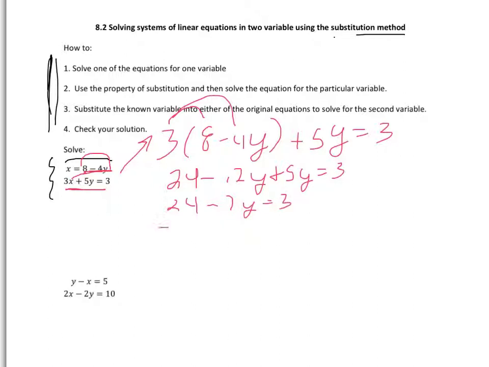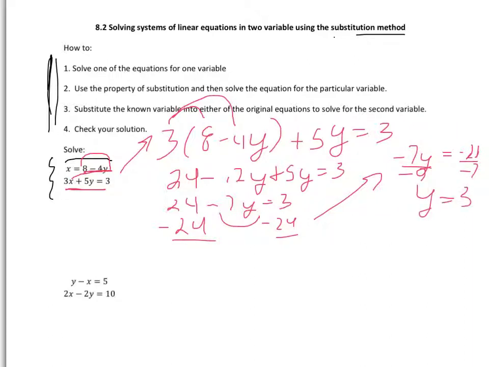Get rid of our 24, solving for this y, so subtract 24 from both sides. And we'll come back up here. On this side we get our negative 7y, and 3 minus 24 is negative 21. Divide by negative 7, and we get y equals 3. So what that does is give us the y coordinate. So we know the solution of this is going to be something comma 3.